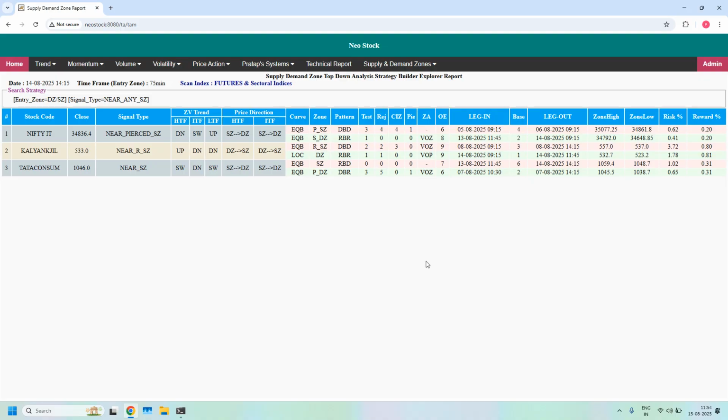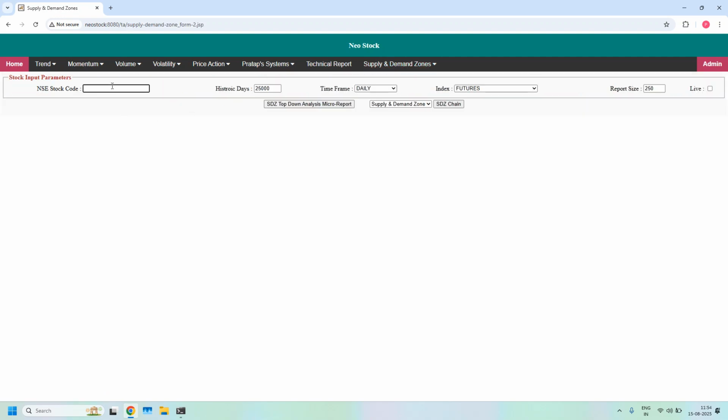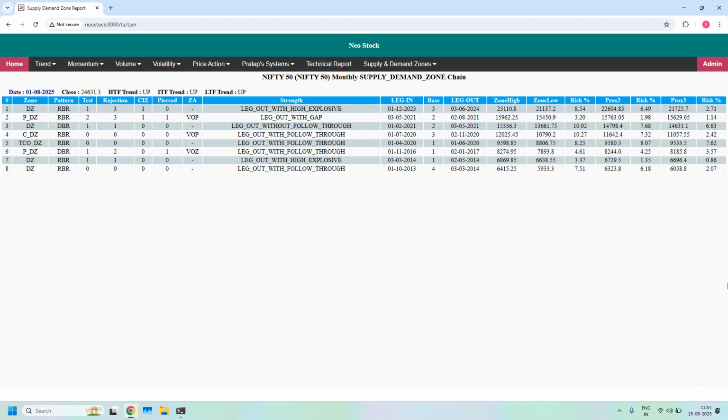Okay, next I will generate NIFTY and BANKNIFTY supply demand zone chain reports. Starting with NIFTY monthly time frame, generating monthly supply demand zone chain. Okay, this is a NIFTY monthly supply demand zone chain report.